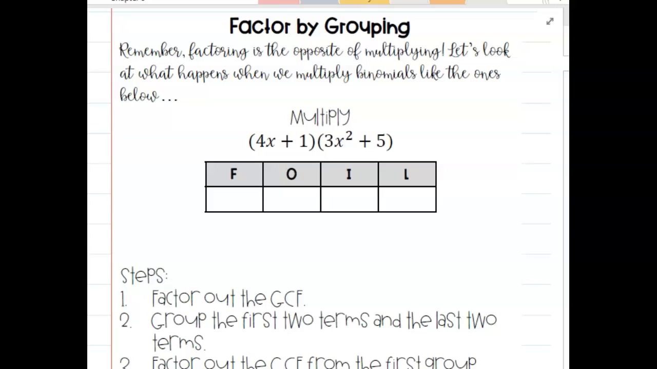So let's see what this is going to FOIL out to be, and then we can go back the other direction. So 4x plus 1 times 3x squared plus 5. So the F, 4x times 3x squared would be 12x cubed, right? X times x squared would be an x cubed. 4x times 5 would be 20x. The I, 1 times 3x squared would be 3x squared. And then the L, 1 times 5 would be 5.